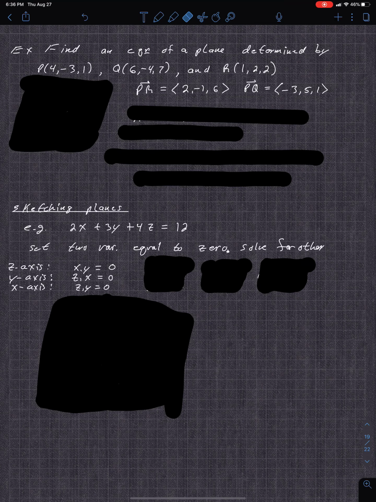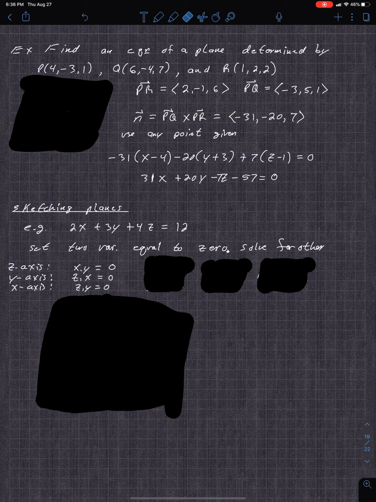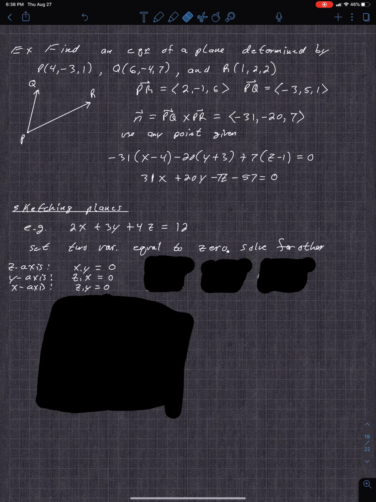So here's your PQ, and then you do the cross product, and then substitute into your formula. I'll give you the rest of these here. So you have to have PQ and PR, and then you cross them to give you that normal vector. That's the typical, standard way of doing it.